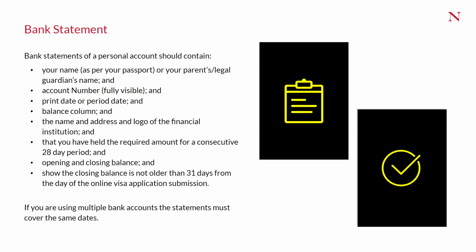For example, you may upload a bank statement that is dated within the last 31 days. If by the time you apply for your visa, this bank statement is older than 31 days, you will need to provide a new statement to the team to ensure that your bank statement is valid for the application. If you are using multiple bank accounts, the statements must cover the same dates and cannot cover different periods.